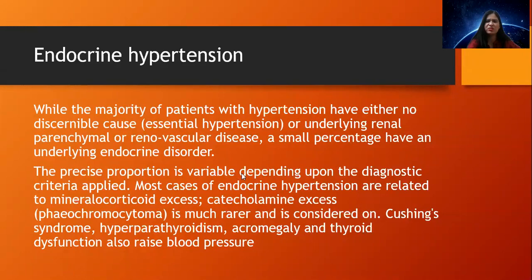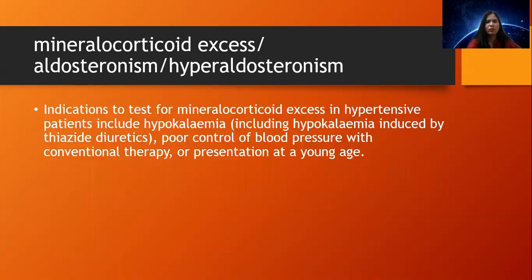The precise proportion is variable depending on the diagnostic criteria applied, but most cases of endocrine hypertension are related to mineralocorticoid excess, that is aldosteronism, catecholamine excess, that is pheochromocytoma, Cushing syndrome, hyperparathyroidism, acromegaly, and thyroid dysfunction. So today's topic is mineralocorticoid excess or hyperaldosteronism, which is a secondary cause of hypertension. This is called by various names or synonyms, that is mineralocorticoid excess, aldosteronism, or hyperaldosteronism.